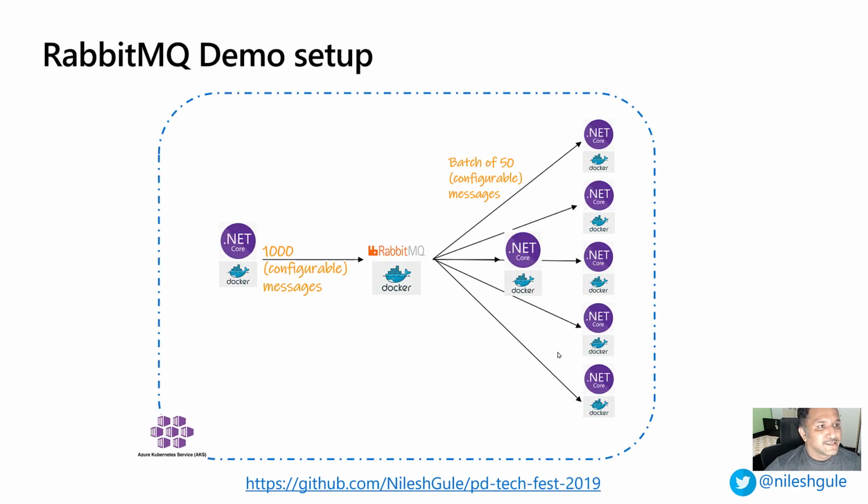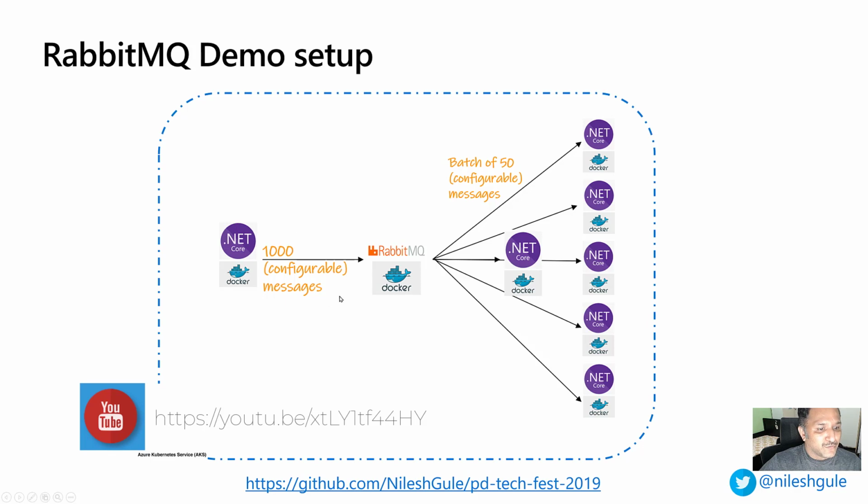So in this example, we are going to use the RabbitMQ demo, which we had used in the earlier examples on my YouTube channel. The example uses a producer in .NET Core to produce a configurable number of messages onto RabbitMQ, and then it uses consumers which consume these messages in a batch of a configured number of messages. The source code for this example is available on the GitHub link below, and I'll be reusing these different Docker images for this particular example.